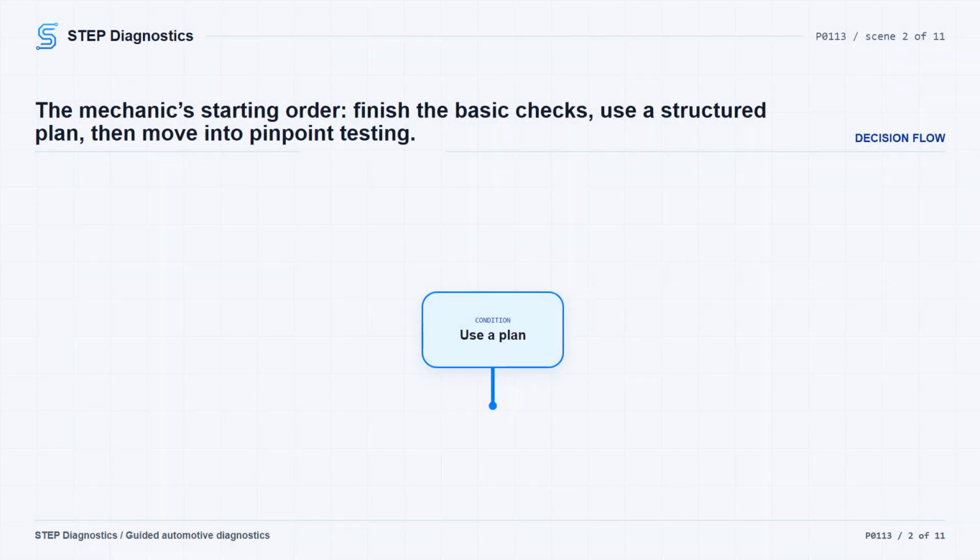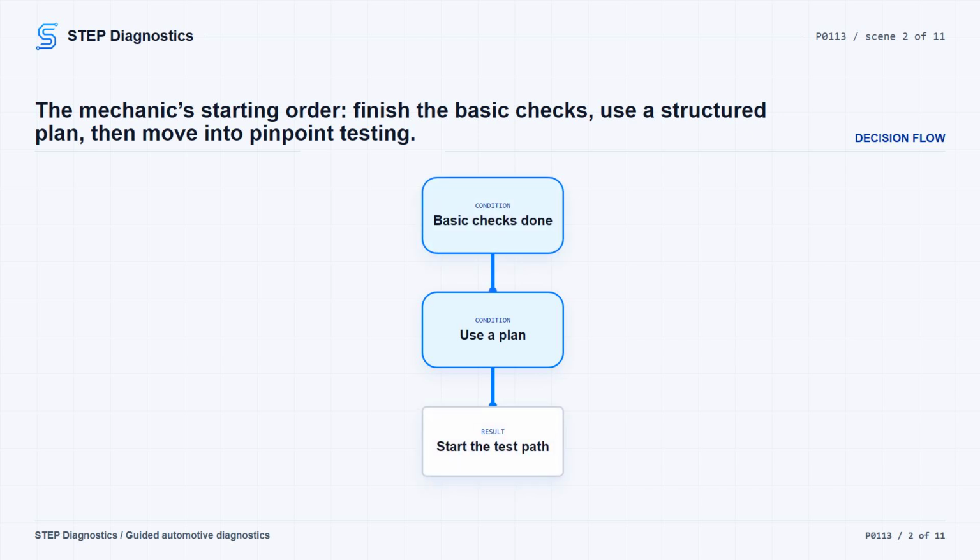The broad fault areas can include the multifunction intake air sensor itself, contamination on the sensing element, wiring or terminal problems at the sensor or engine control module, and related control module communication context. Start with the basic system checks, then follow a structured diagnostic approach instead of jumping straight into parts.